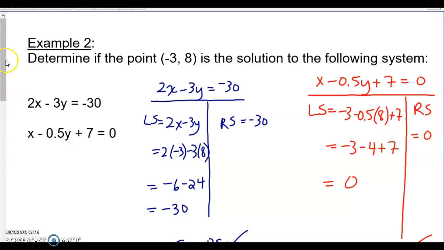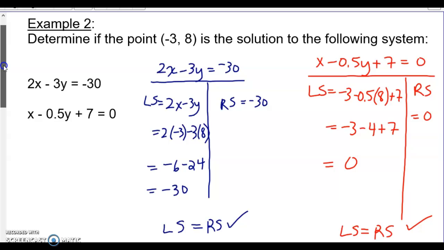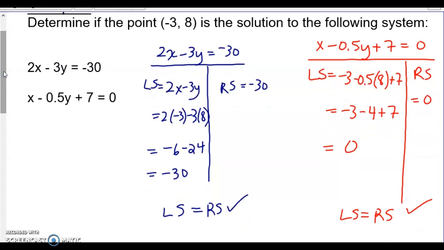Okay, example 2. Determine if the point negative 3, 8 is the solution to the following system. So I'm asking you, is this the intersection point of the two lines? Well, I could draw the lines, but that would be tedious. I can actually solve algebraically. What I'm going to do is test to make sure that negative 3, 8 is a solution to the first line. Then I'm going to test to see if negative 3, 8 is a solution to my second line. If it's a solution to both lines, then that means that both lines pass through that point, which means it must be the intersection point.